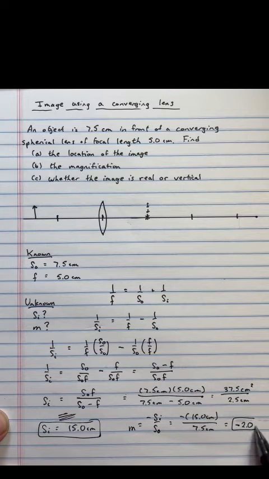Now, a couple things about our solution. First off, no units. Centimeters cancel centimeters. So magnification is simply a ratio, right? Second thing, there's a negative sign. What does that mean? It means our image will be upside down. It will not be right side up. It'll be upside down compared to the orientation of the original object.